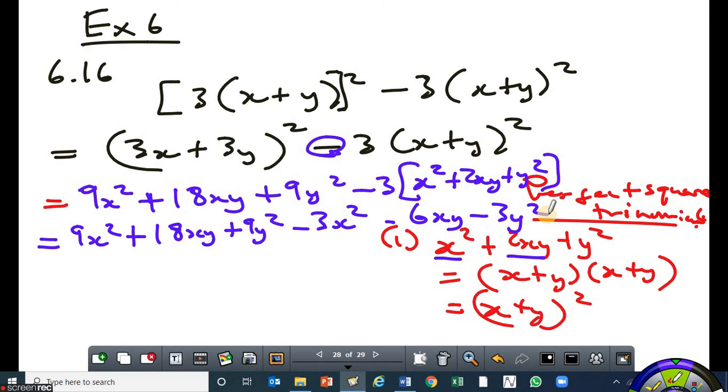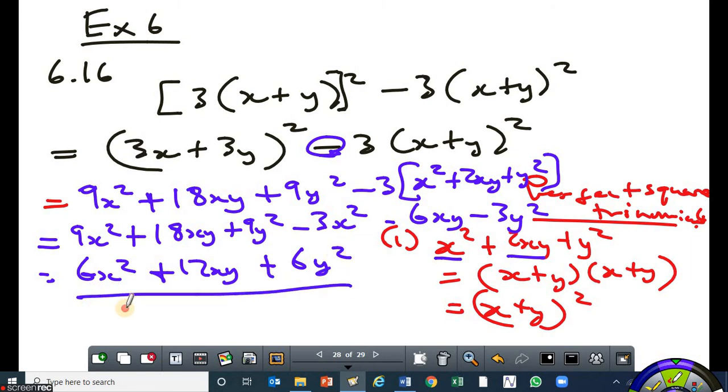Okay? Then you add or subtract the like terms. So 9x squared minus 3x squared will give me 6x squared. 18xy minus 6xy will get positive 12xy. 9y squared minus 3y squared, you get positive 6y squared. So that will be your final answer. Okay, the final answer is a trinomial.